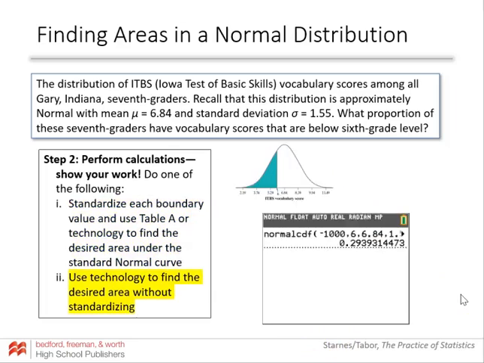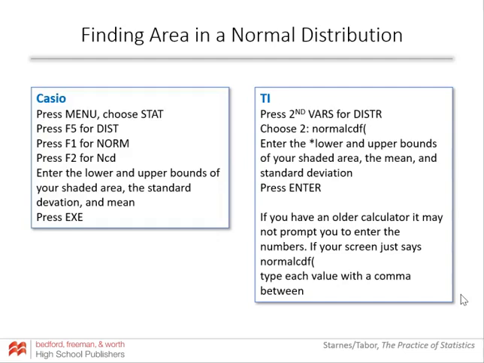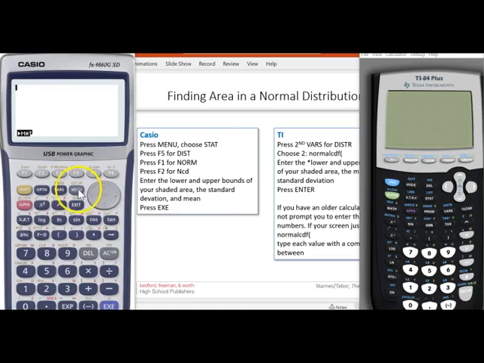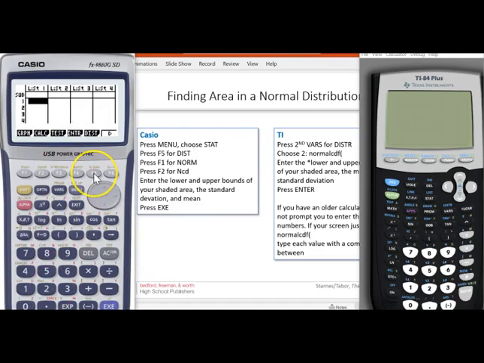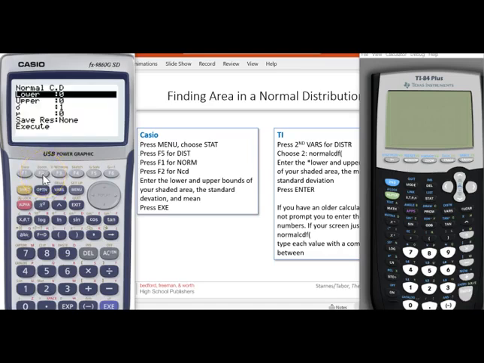Okay. Second way we could do it is with technology. All right, standardizing or not standardizing. So steps on your calculator. I'll actually pull my calculators up and do this one with you. So on a Casio, we've got to go to the stat menu. We're looking at distribution, so that's F5. A normal distribution is F1. And we're going to do NCD, that stands for normal cumulative distribution.